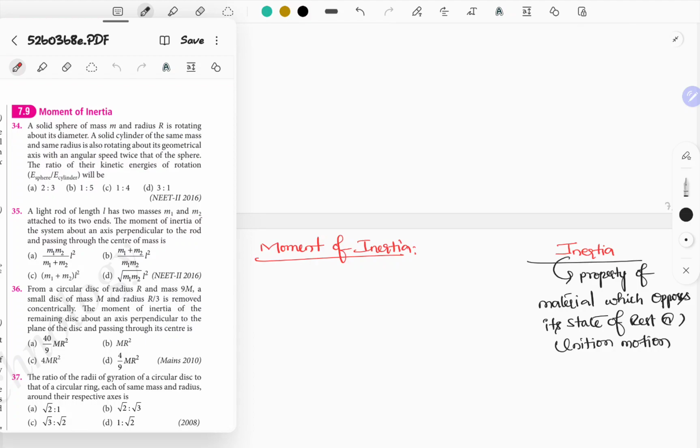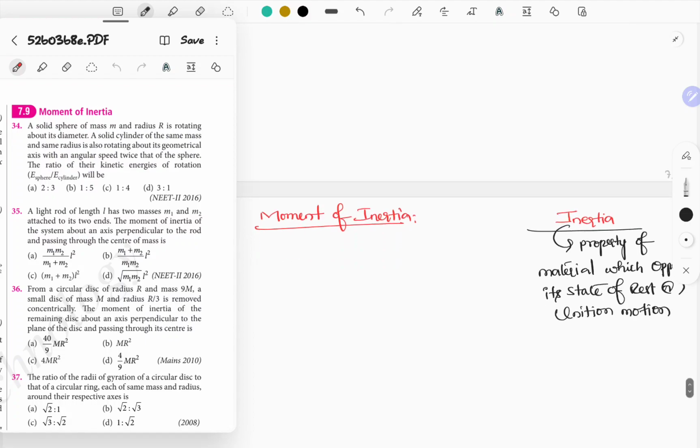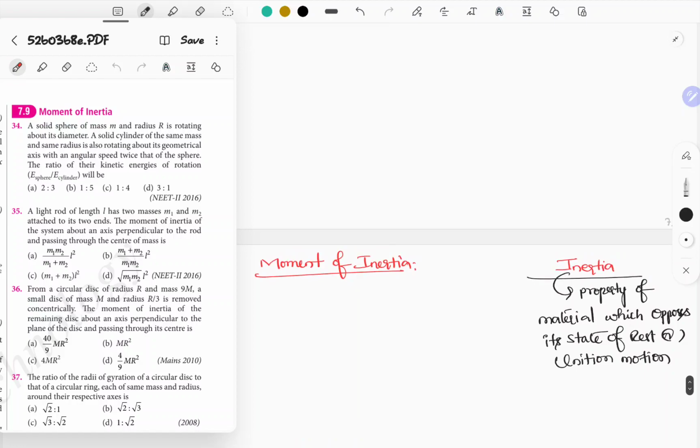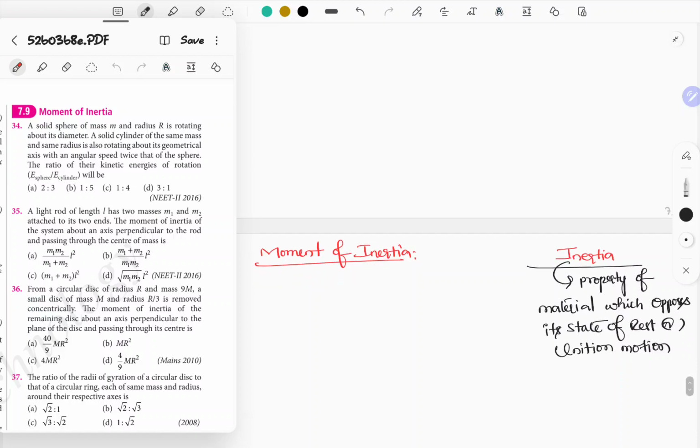That means the object opposes its state of rest. If it is at rest, it doesn't want to change its state of rest. If it is already in constant motion, it doesn't want to come to rest or change its velocity. So this is the general definition of inertia.